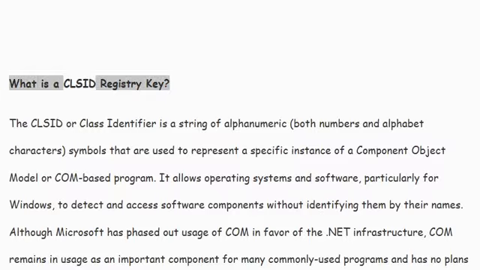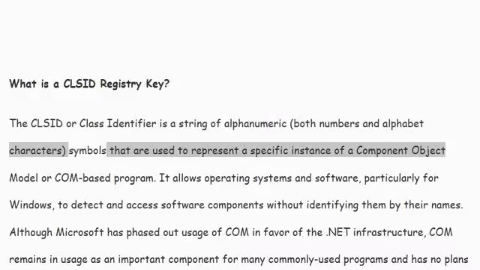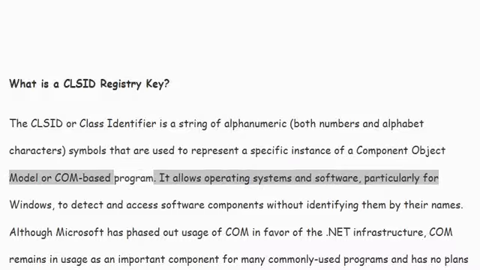What is a CLSID registry key? The CLSID, or class identifier, is a string of alphanumeric characters, both numbers and letters, that is used to represent a specific instance of a Component Object Model, or COM-based program.